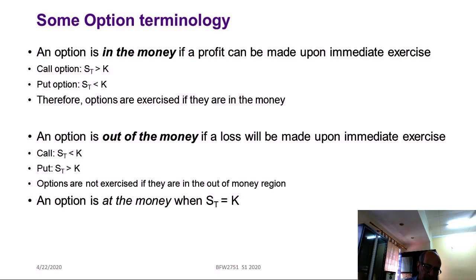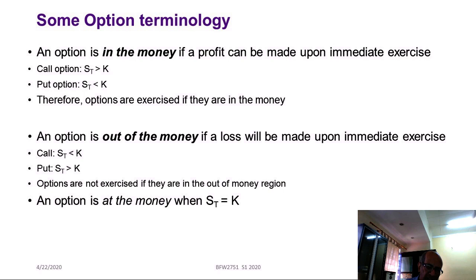Remember, for a call option, if you're a long call and the ST is below K, don't exercise. For a long put, if the ST is above K, there is no point. Because if the ST is above K, you're going to sell something, you don't have to sell it at K. You can sell it in the market at ST, which is higher than K. Options are not exercised if they are in the out of the money region. These two regions are called out of the money regions.